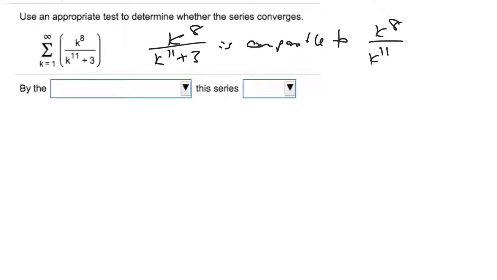"Comparable to" is a term that they used early in the chapter on sequences to mean something very specific. It means that the ratio of those two expressions in the limit gets close to a finite number. So they're growing at the same speed. And that's really the basis of what we call the limit comparison test, is checking to make sure that the comparability that we claim is there really is there by looking at the limit of the ratio of those two expressions.